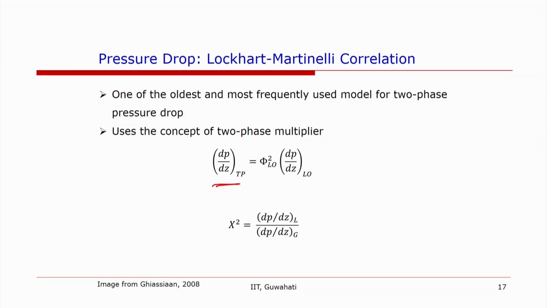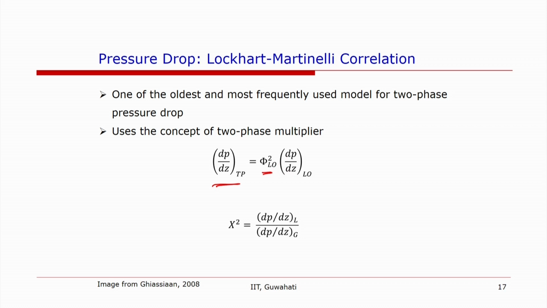Now for pressure drop, another very famous correlation, especially in large diameter channels, is known as the Lockhart-Martinelli correlation, and then further down the constants in that given by Chisholm. So it is the Chisholm and Lockhart-Martinelli correlation, and it uses the concept of two-phase multiplier. It gives that the pressure drop in two-phase is equal to a two-phase multiplier, which has been given as phi LO squared, liquid only, into dP by dZ LO.